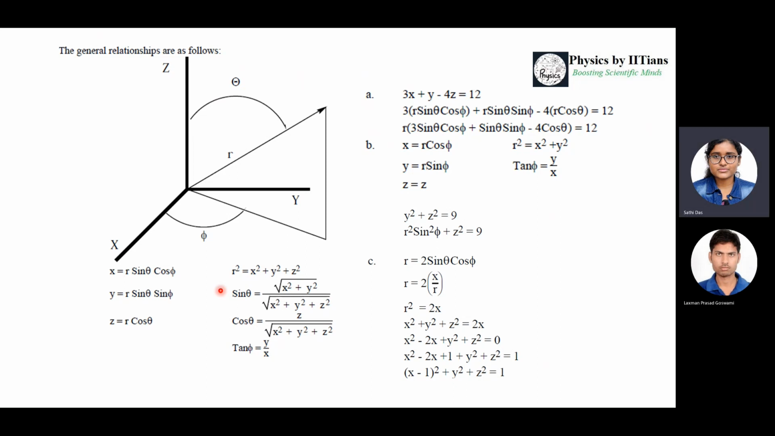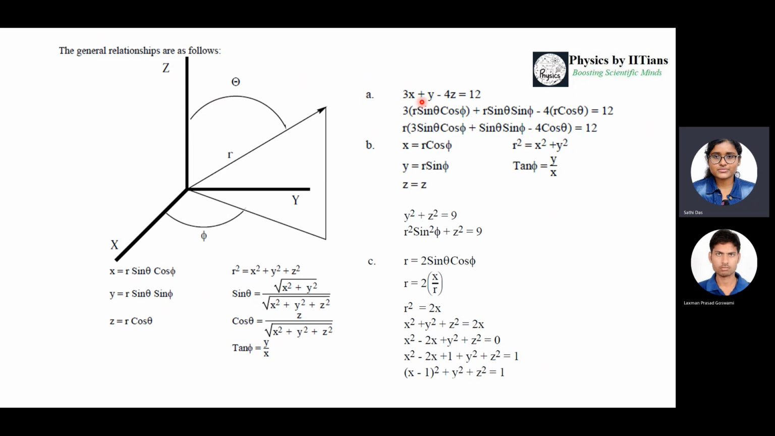Now, to transform from one coordinate system to another, you have to know the correlation between them. How do you transform x, y and z to the new polar coordinate system? For spherical polar coordinates, x equals r sine theta cos phi, y equals r sine theta sine phi, and z equals r cos theta.